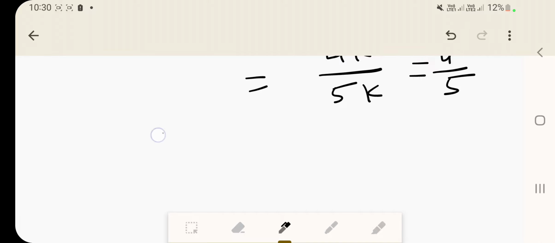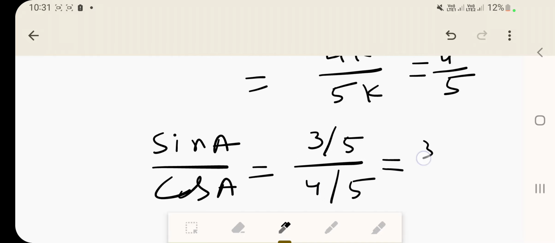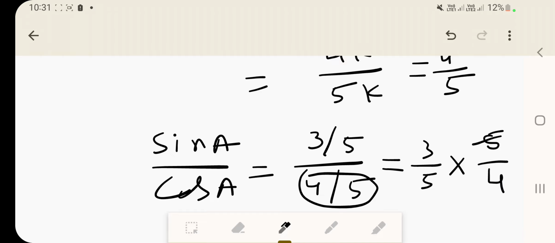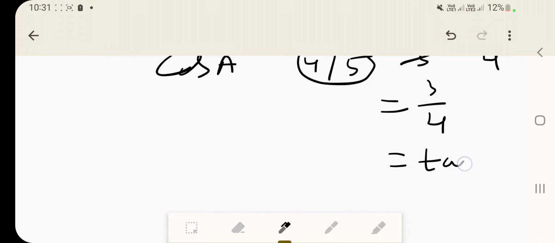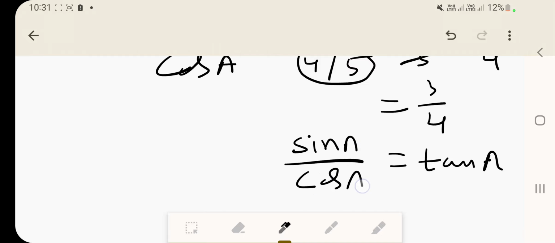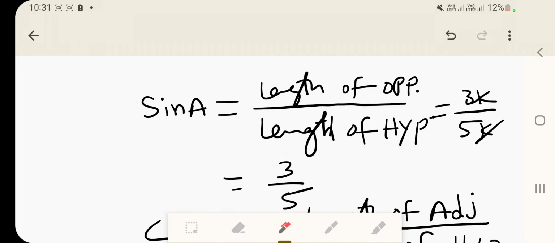Now if we take the ratio of sin A by cos A, sin A is 3 by 5 and cos A is 4 by 5. 5 comes in the denominator, so taking the reciprocal of 4 by 5 we get 5 by 4 in the numerator. The 5 in the numerator and the 5 in the denominator will get cancelled, and we get 3 by 4, which is nothing but tan A, as we already found. So sin A by cos A is nothing but tan A.